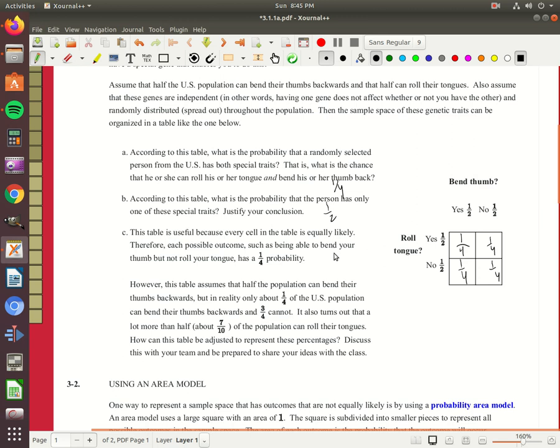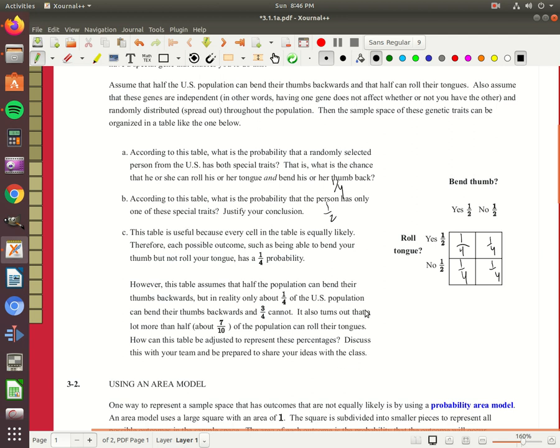So this table is useful because every cell in the table is equally likely. Therefore, each possible outcome, such as being able to bend your thumb but not roll your tongue, has a 1 in 4 probability. However, this table assumes that half the population can bend their thumbs backwards, but in reality, only a quarter of the U.S. population can bend their thumbs backwards, and 3/4 cannot. It also turns out that a lot more than half, about 7 of 10, can roll their tongues. How can this table be adjusted to represent these percentages? Discuss this with your team and be prepared to share your ideas.